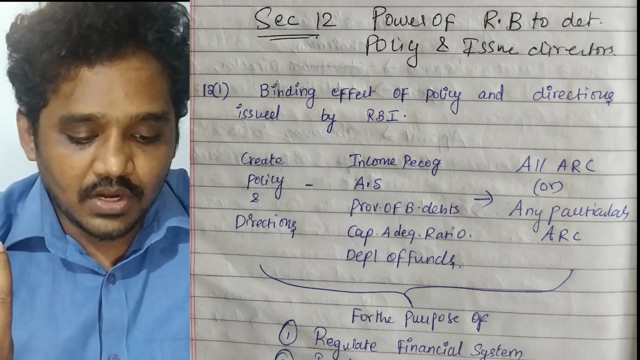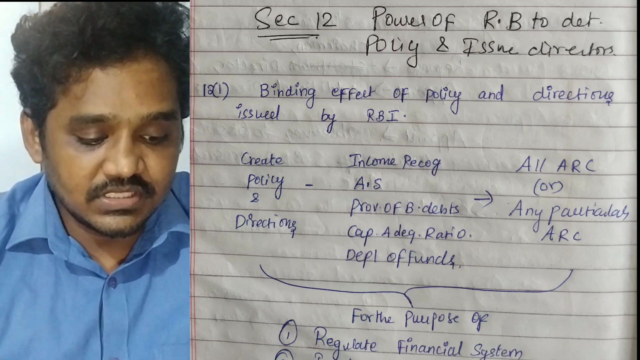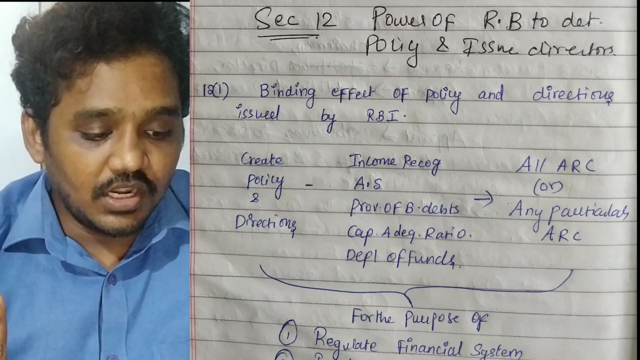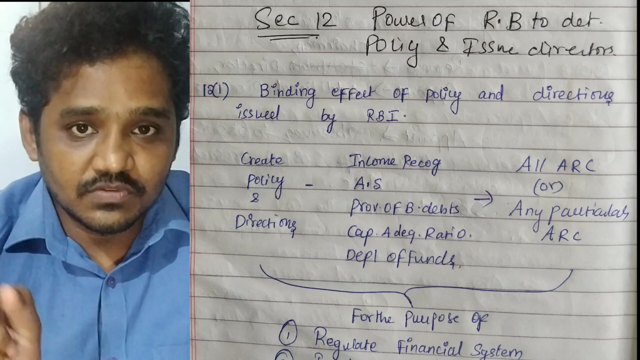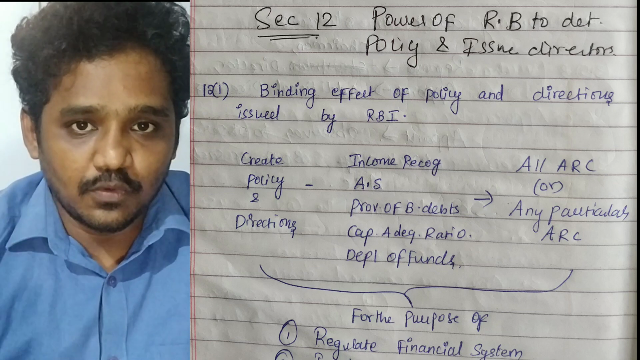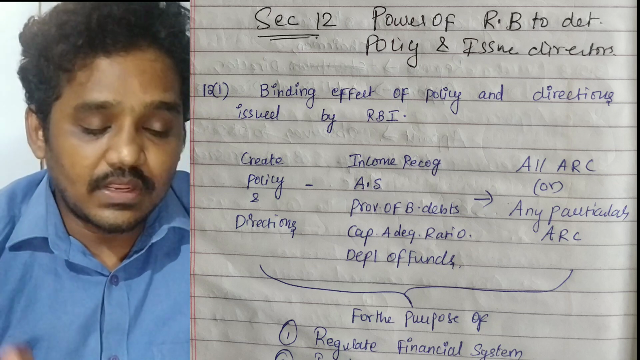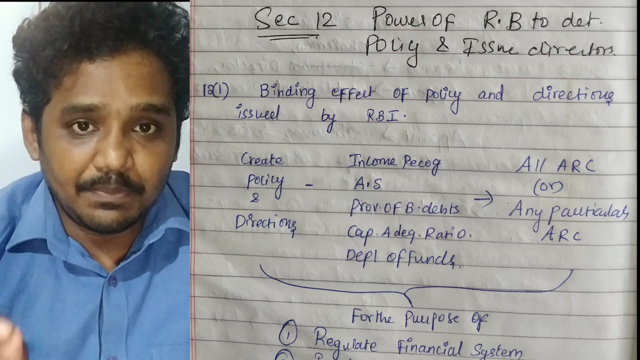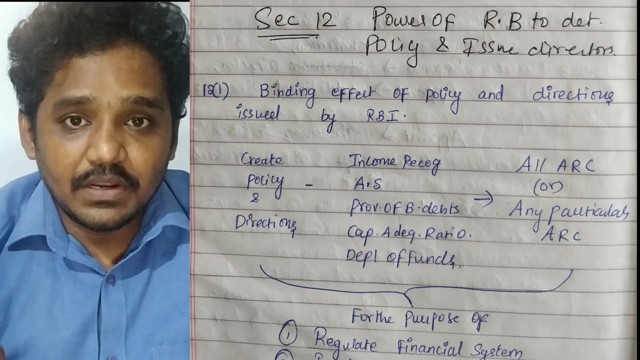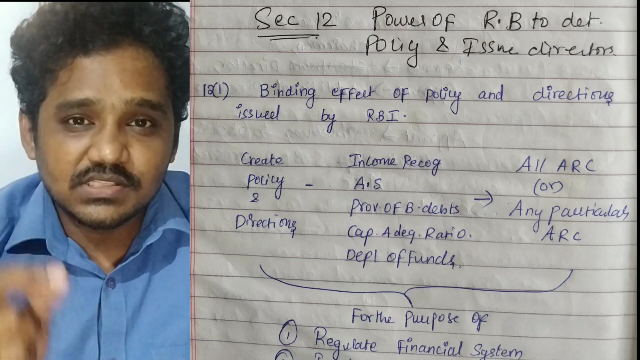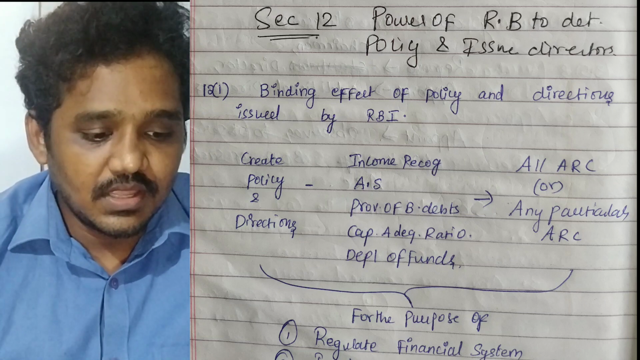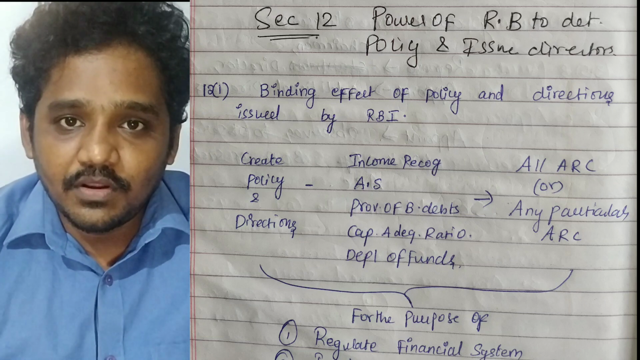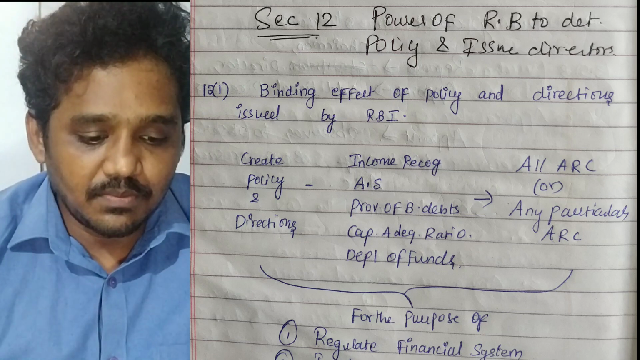And then relating to accounting standards, they will give proper policies and directions. Relating to provisions creation in terms of bad debts, they will give proper policies and procedures. Relating to capital adequacy ratio, and capital requirement relating to risk assets, they will give some policies and procedures. And relating to deployment of funds also, they will give some procedures and policies.